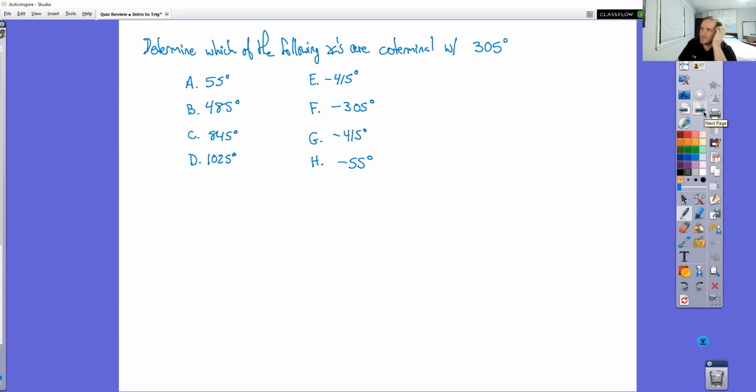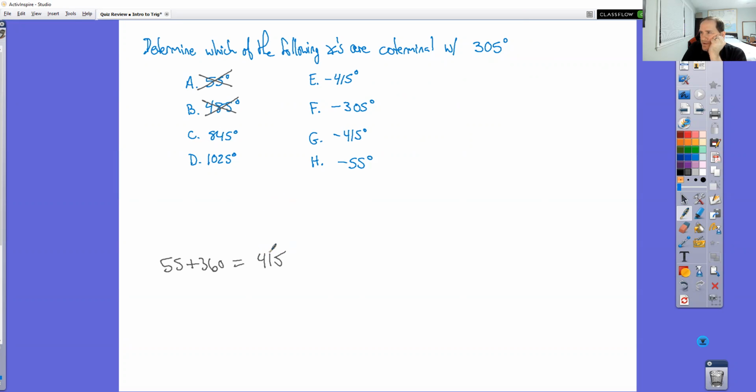Determine which of the following angles are coterminal with 305. Okay, well, it isn't this one, scratch that. Because if you took the 55 and added 360 to it, that would be 415. That's beyond the 305. They don't share a terminal ray. 485 is clearly wrong too. That's only 20 degrees off from this. There needs to be a difference of 360 for angles to be coterminal.